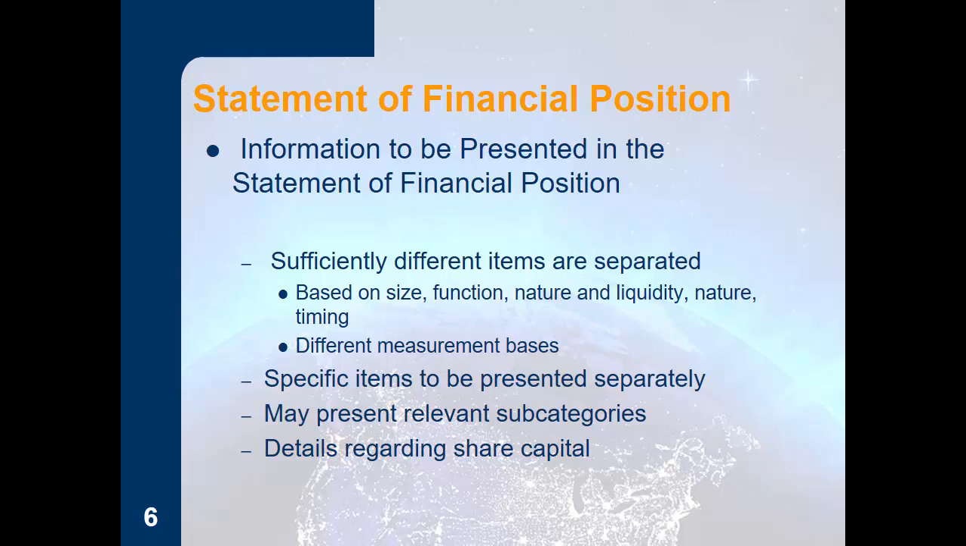Also, if there are different measurement bases, for example, if we use the cost model versus the revaluation model, we would want to separate those assets on the balance sheet. We've got specific items that are identified in IFRS, like biological assets. Those, of course, have to be separated out. And we can present relevant subcategories if it's beneficial. We also need to provide details regarding the share capital or the stockholders' equity.